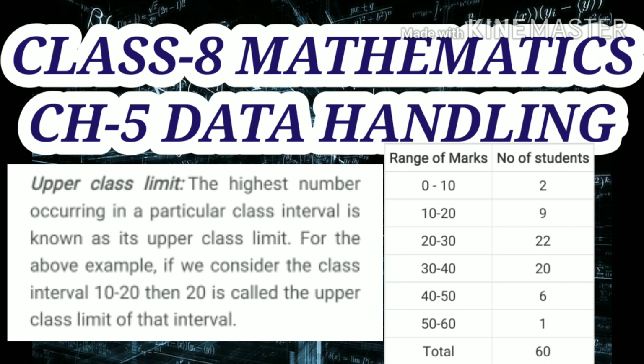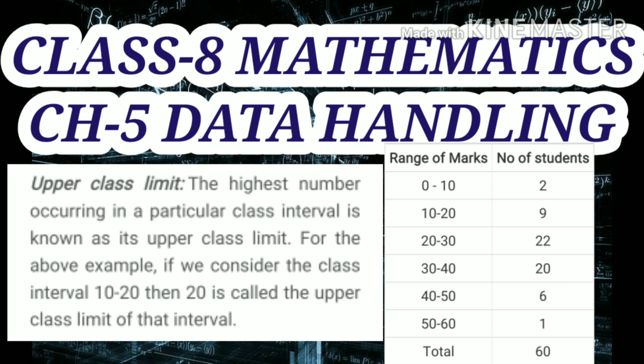Now children, we will discuss upper class limits. Children, the highest number occurring in a particular class interval is known as its upper class limit. For example, if we consider the class interval 10 to 20, then 20 is the upper class limit of the interval, because here 20 is the highest number. Children, we can also find the upper class limit for all the class intervals which we are given.